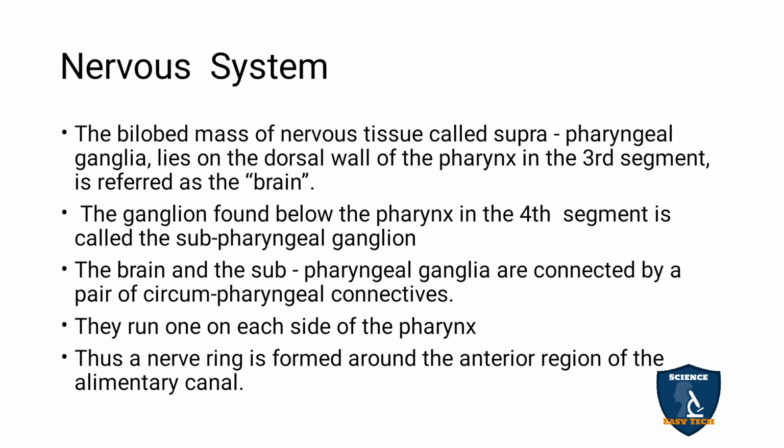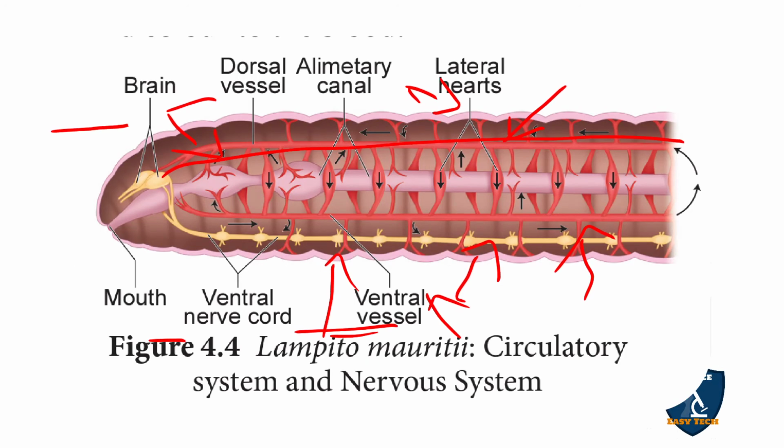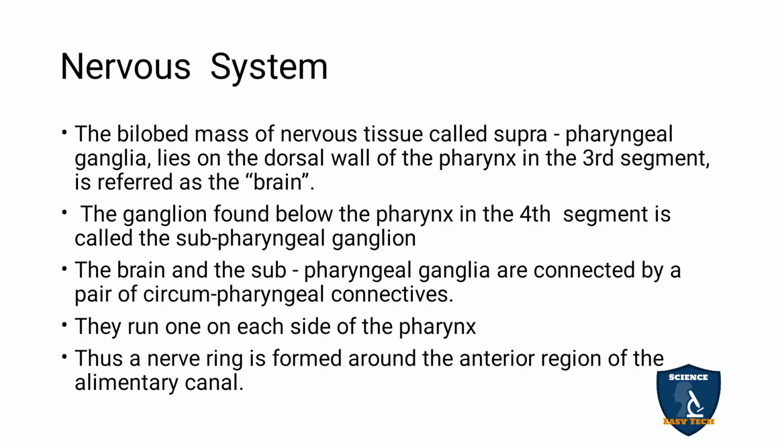Next we move on to the nervous system. The bilobed mass of the nervous system is called the suprapharyngeal ganglion, which lies on the dorsal wall of the pharynx in the third segment. It is referred to as the brain. This is the brain portion, and it is called suprapharyngeal because it is seen above the pharynx, on the dorsal upper surface.